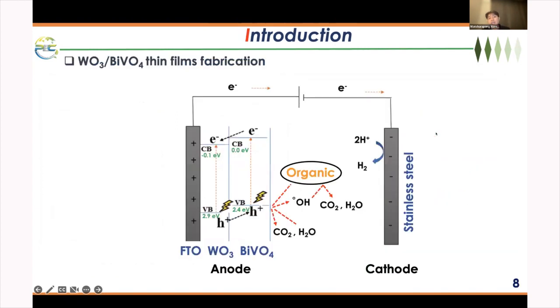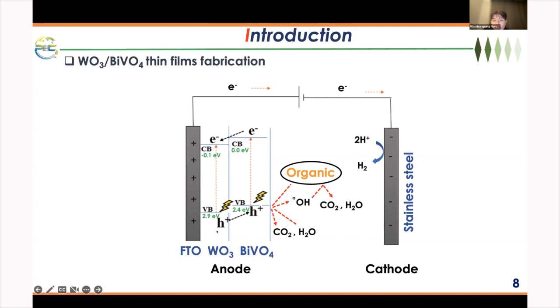And next, tungsten oxide was combined with bismuth vanadate to help reduce the recombination effect. When the semiconductors are activated by visible light, electrons will move from the valence band to the conduction band of both semiconductors. The electrons at the conduction band of the bismuth vanadate layer are transferred to the conduction band of the tungsten oxide layer. And then the electrons at the conduction band will be conducted to the electrode by applying positive potential, which helps to reduce recombination effects of electrons and holes.